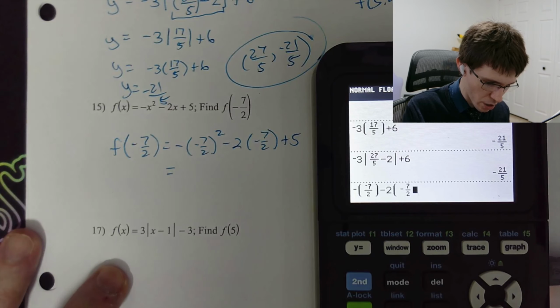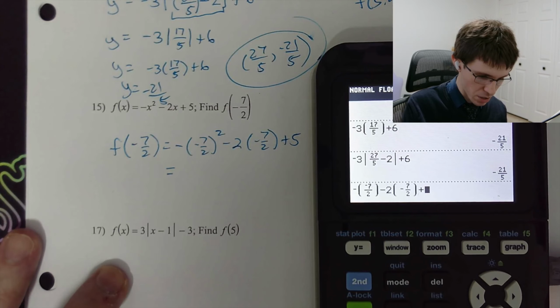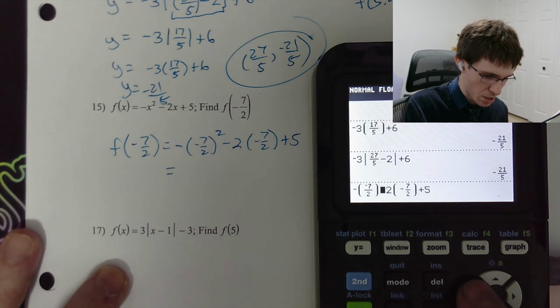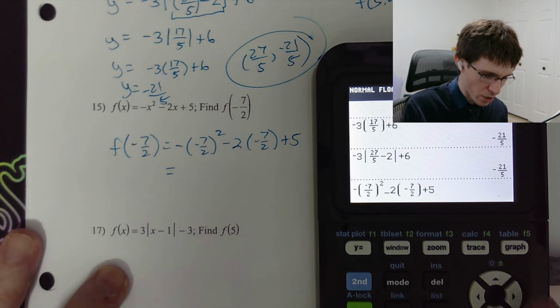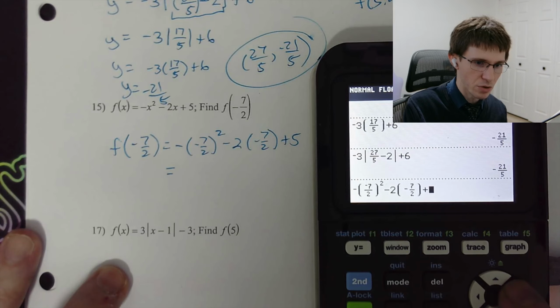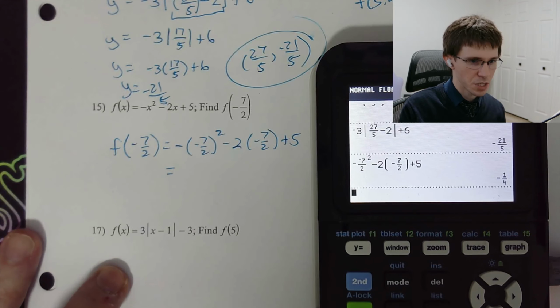I forgot the squared. I'm going to go back and put it in there because it'll give me the wrong answer if I don't. So I've got to go ahead and insert a square there. We did it. Beautiful. And turns out that's going to be negative 1 over 4.